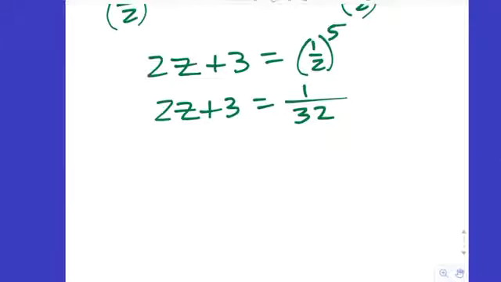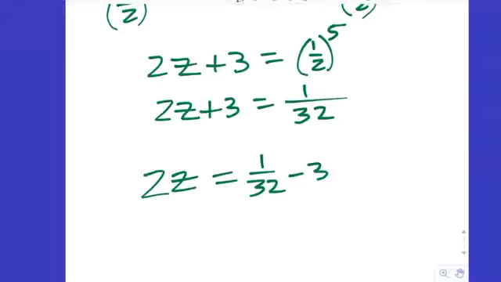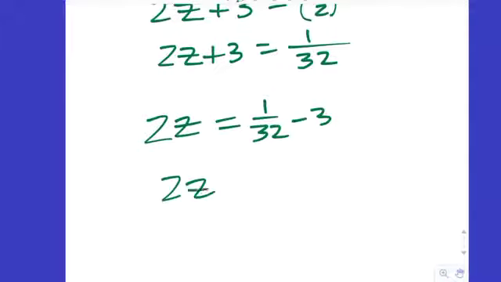I'm going to subtract 3. And notice I put a line through my z's because without that they look like 2's. So I get 1/32 minus 3. Okay, here we go. Here's the moment of truth. All right, fraction, you're not going to get the best of me today.